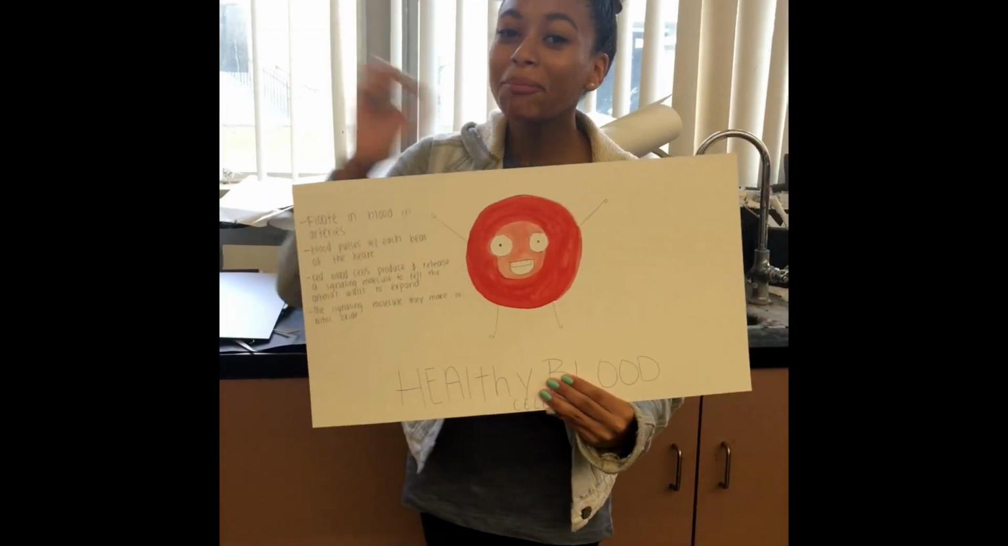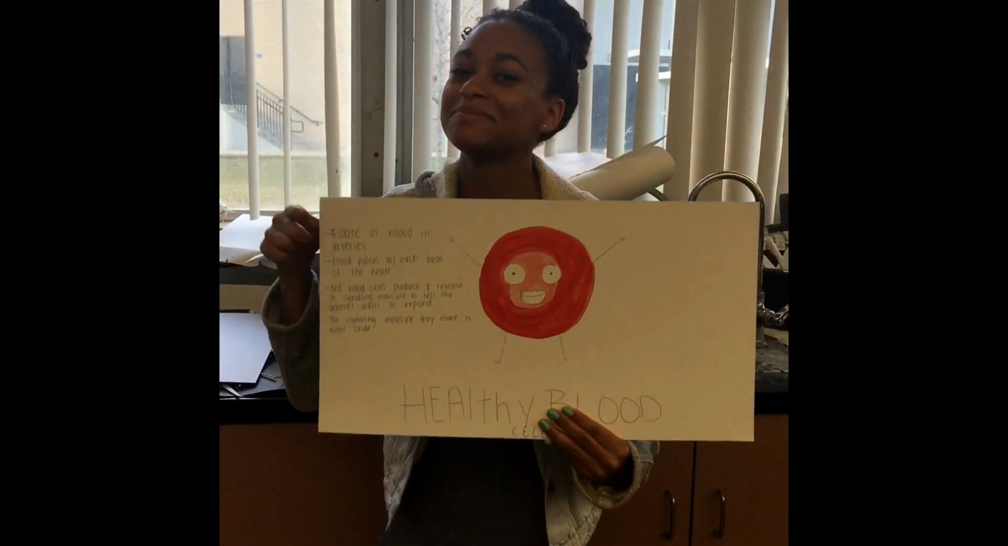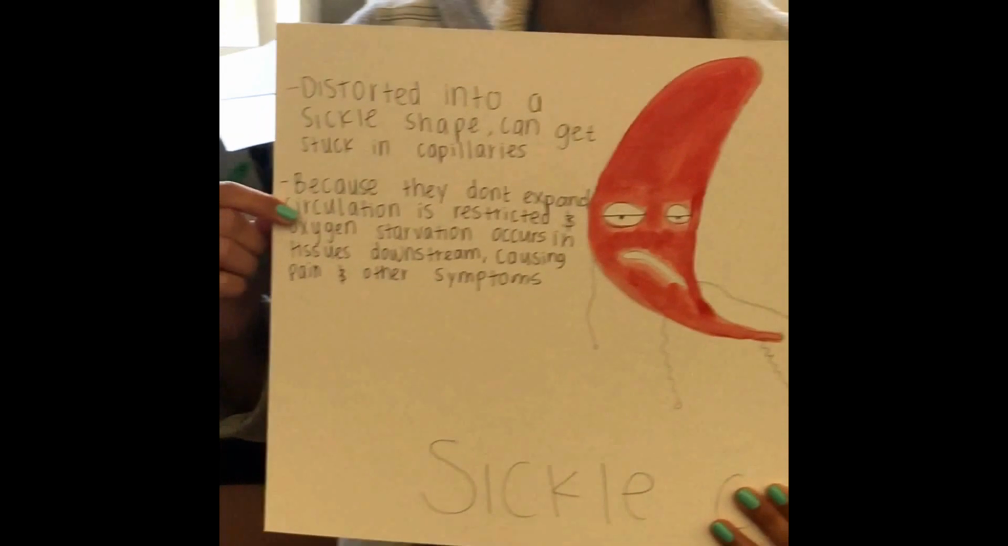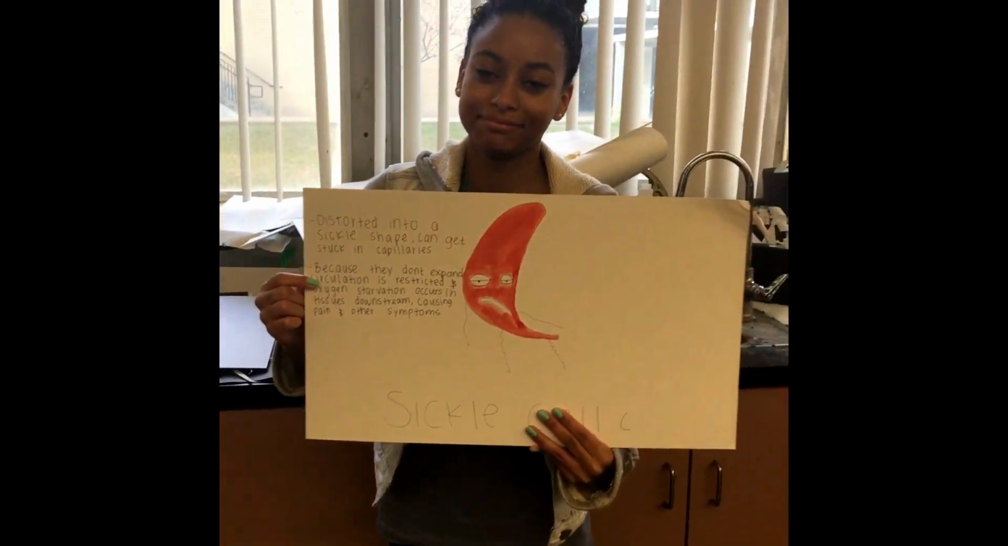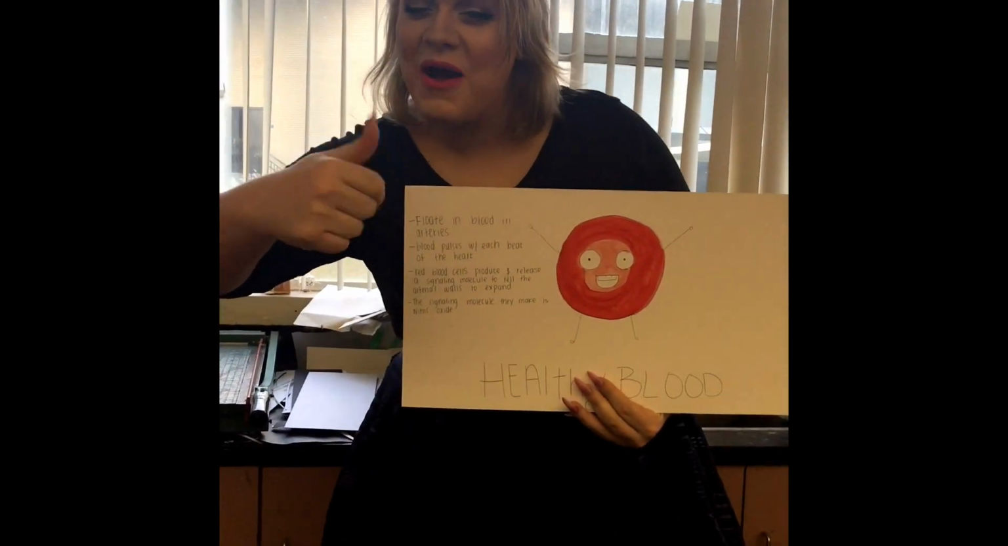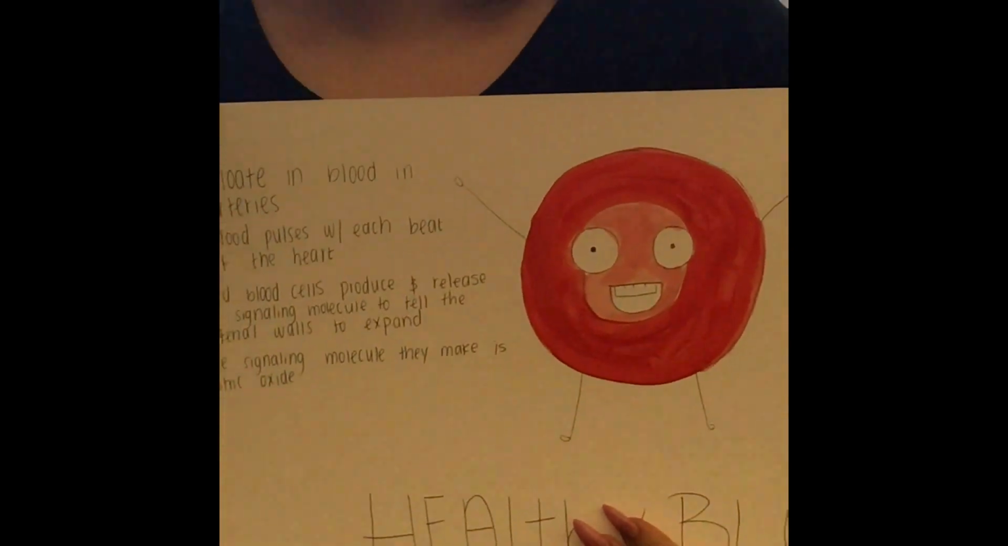Picture red blood cells floating in blood in arteries of someone who does not have sickle cell anemia. Their blood pulses with each beat of the heart. As the blood moves through the arteries, they expand to allow the blood to pass. This happens because the red blood cells produce and release a signaling molecule to tell the arterial walls to expand. The signaling molecule they make is nitric oxide.